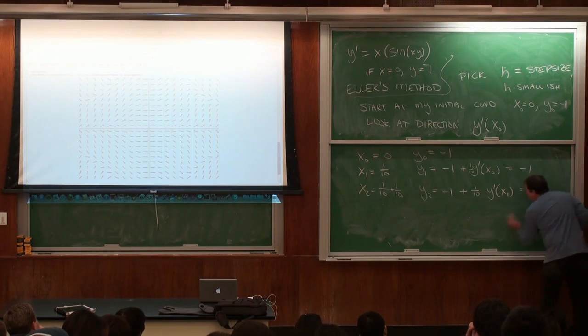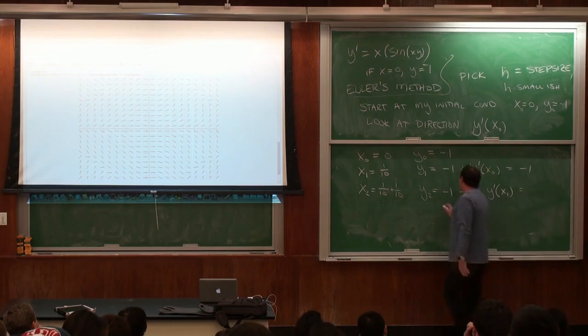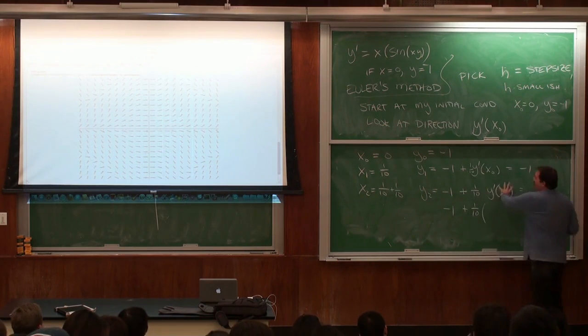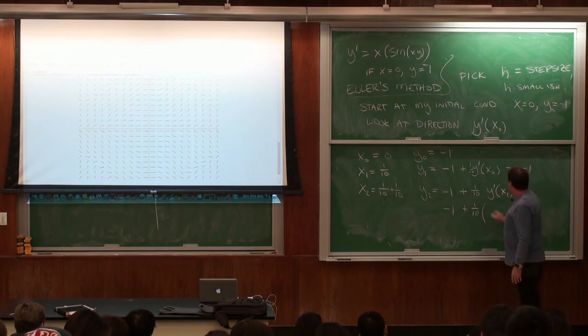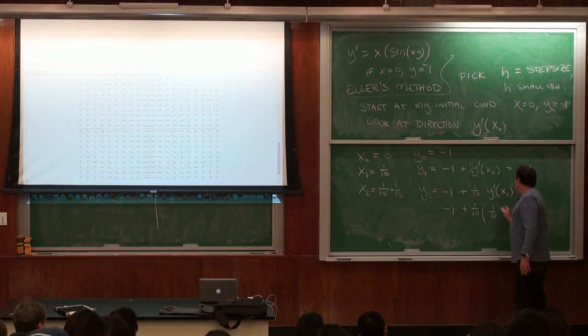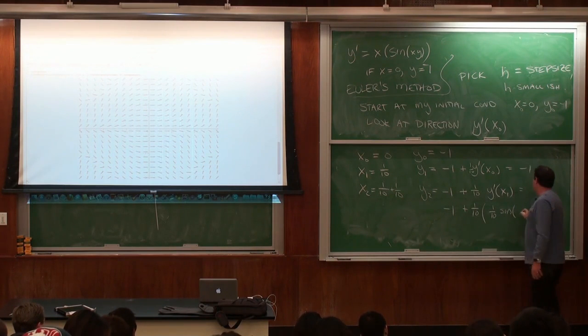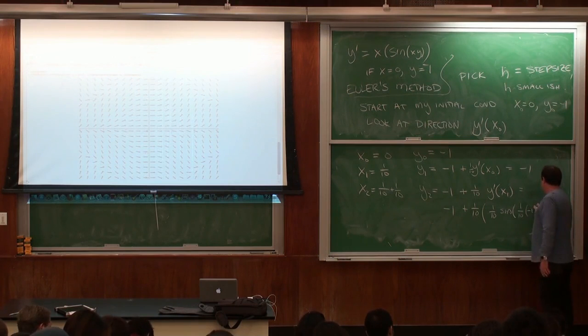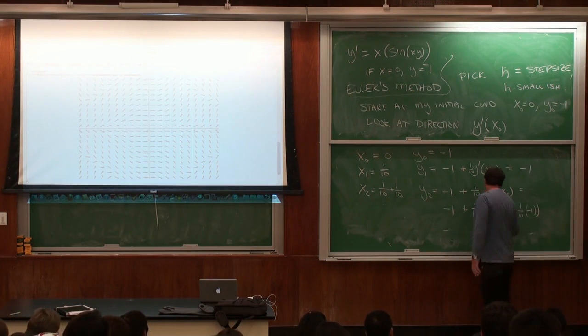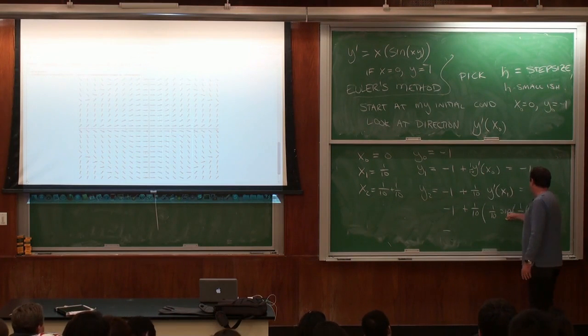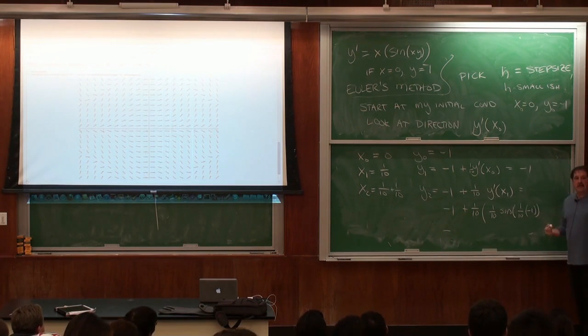I picked a very messy one. I should have done an easier one. So this is minus 1 plus 1/10. And the derivative here at 1/10 is not 0. It is, what's my function? 1/10, that's x, times the sine of minus a 1/10 times minus 1. So this is a horrible number, because this was a bad example. This is 1/100th. The sine of minus a 1/10 is slightly less than 0.